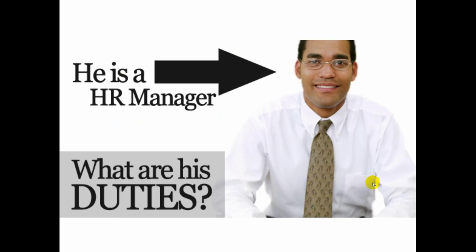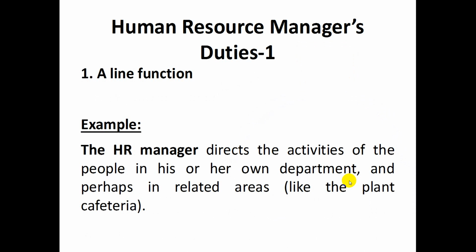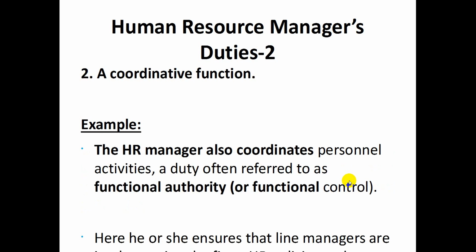And now, I would like to ask you, he is a Human Resource Manager. What are his duties? Let's consider his duties. The first duty is a line function. For example, the Human Resource Manager directs the activities of the people in his or her own department and perhaps in related areas, like the plant cafeteria.